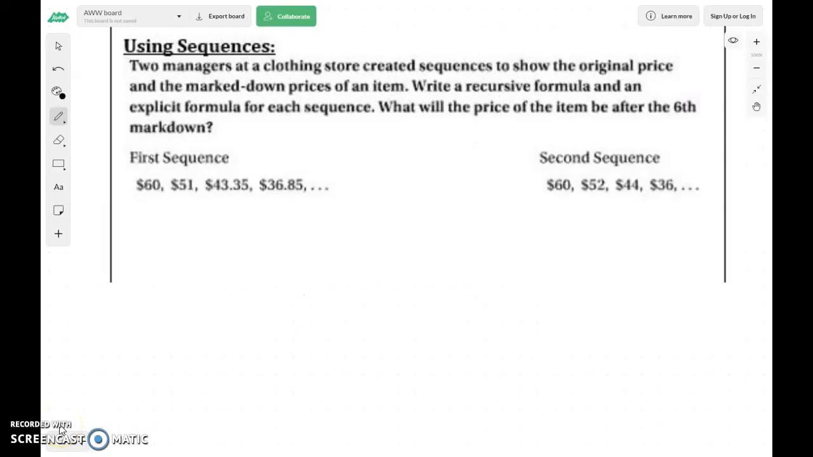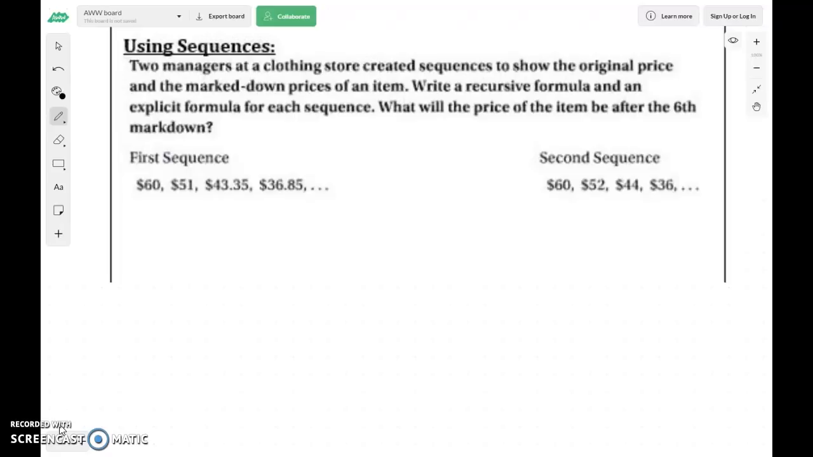All right, so for our last problem here, we're going to be using sequences in a word problem. So in this word problem, it says 2 managers at a clothing store created sequences to show the original price and the markdown prices of an item. Then it said write the recursive and the explicit formula for each. So just like we did a second ago, we're going to have to write down the explicit and recursive. And then it wants to know what will the price of the item be after the 6th markdown. So we're looking for the 6th number in the sequence.